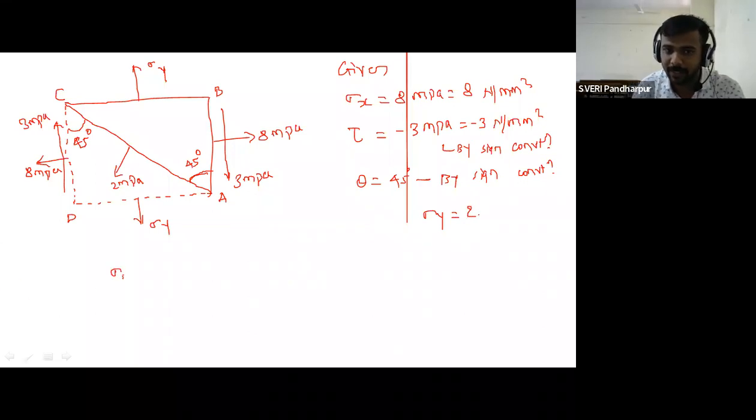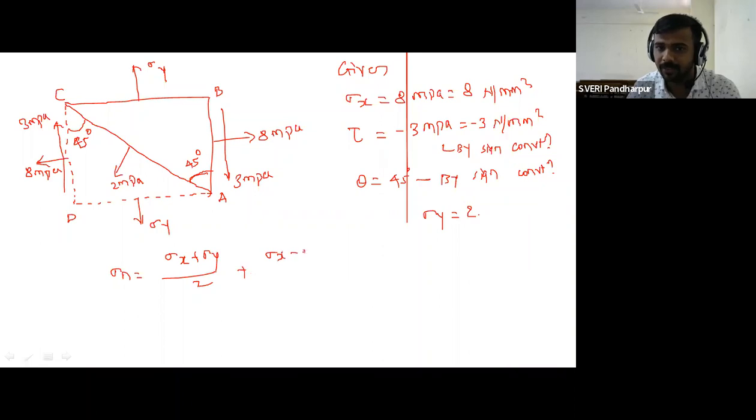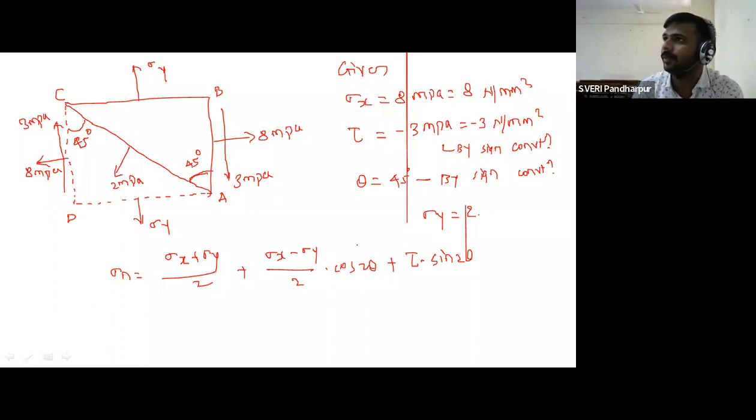So we are having the sigma n formula for case number 3, that is sigma n equals sigma x plus sigma y divided by 2 plus sigma x minus sigma y divided by 2 into cos 2 theta plus tau into sin 2 theta. So this is the formula. So sigma n is given how much?